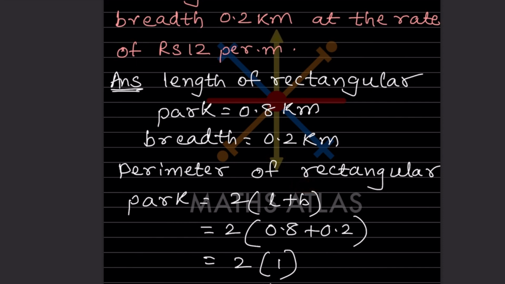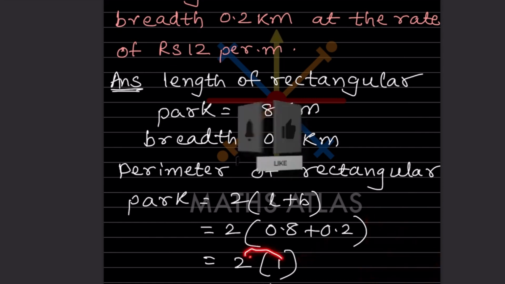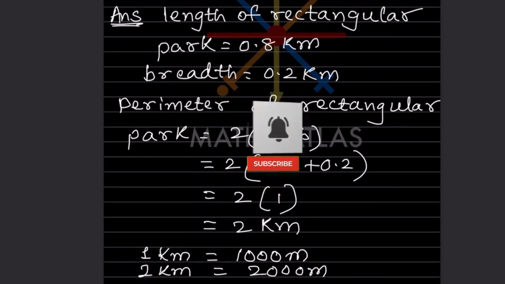So now already this 0.8 is given here, 0.2 here. When you add this 0.8, see decimals, you are also going to do the decimals. So be careful here, this is 10. So here this is 1 and these decimals are together, that is 1.0. 1.0 is nothing but 1. So 2 multiply by 1, that is 2 kilometer.